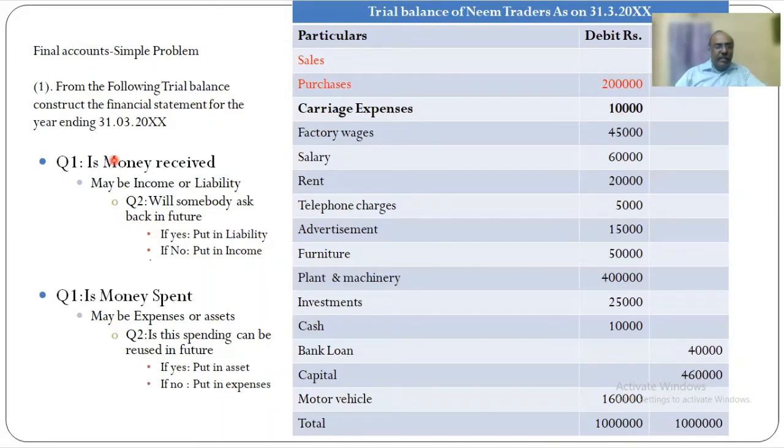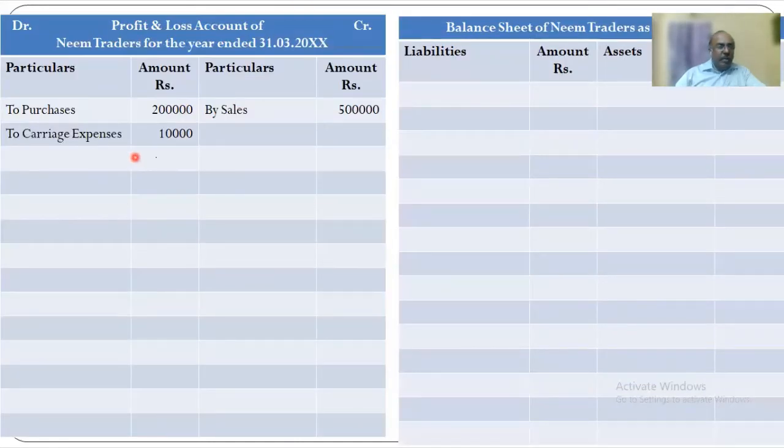Likewise, take the next item, carriage expense, 10,000 rupees. Here, is the money received or spent? Here money is spent. Now, is this spending used for next year? No, this is current year spending only. So put it on the expense side of the profit and loss account.